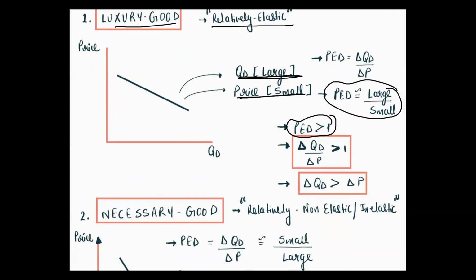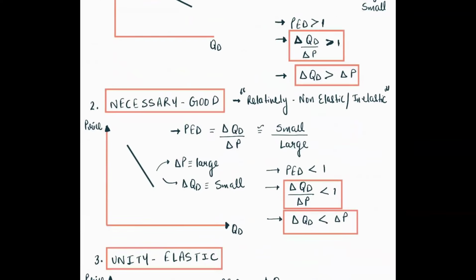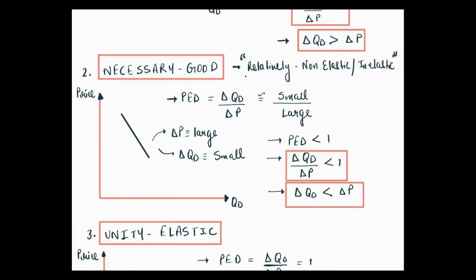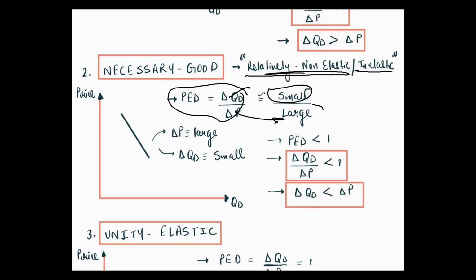Necessary goods, I told you, steeper curve. So relatively non-elastic, inelastic, right? PED, where the quantity demanded will change a small amount and price will change a large amount. So PED will be less than 1.